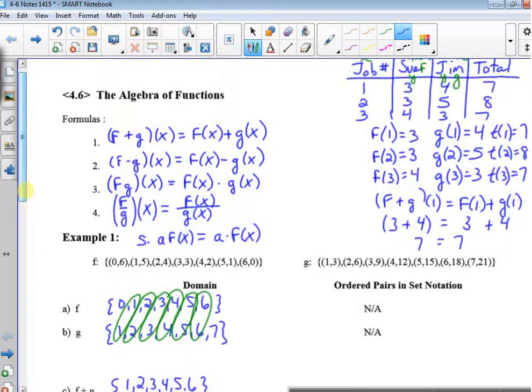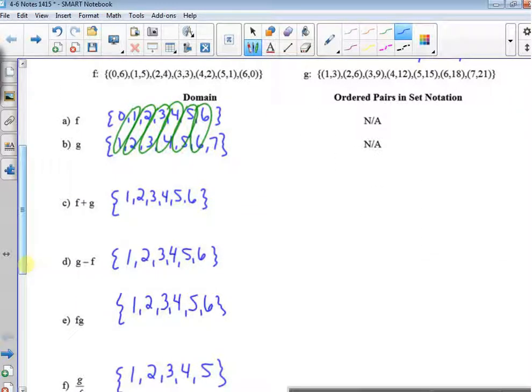And if they didn't, so back to the job question a second. If they didn't have anything in common, so let's say Sue works on job number 4, but Jim does not, then you wouldn't count job number 4 in the domain. So that's kind of what we're going to do down here. We are going to add the y coordinates of the x coordinates in common.